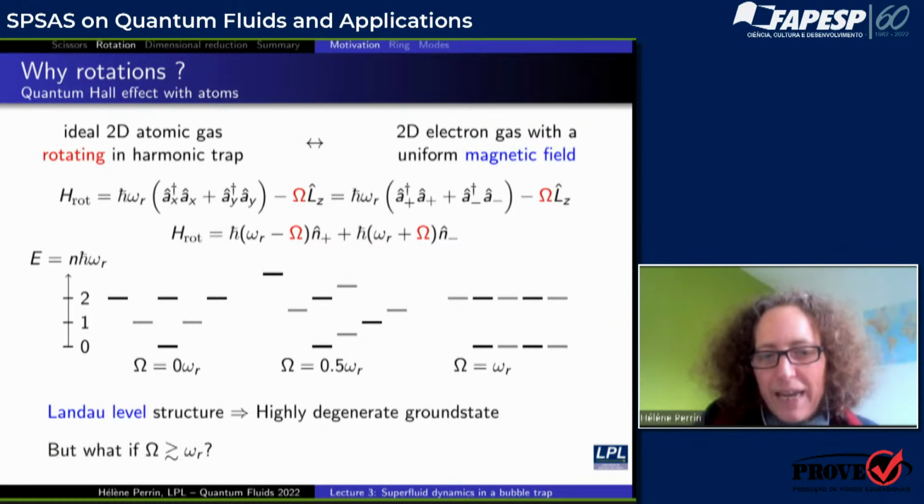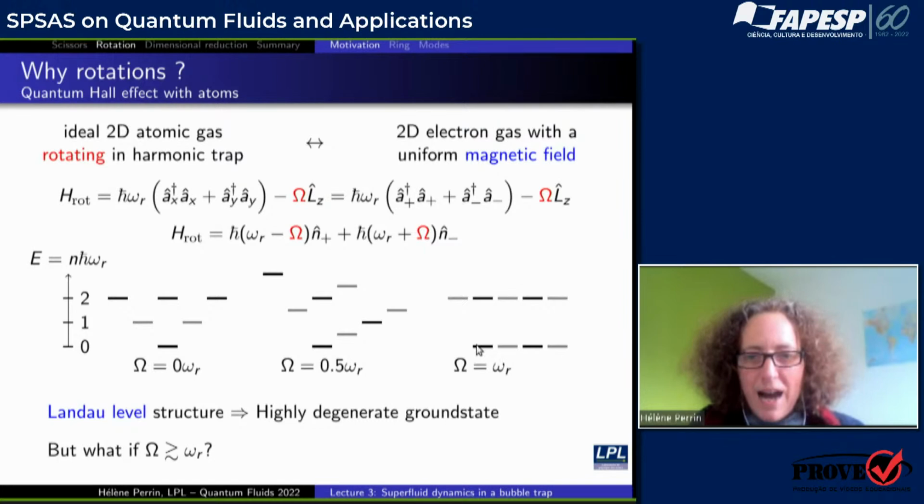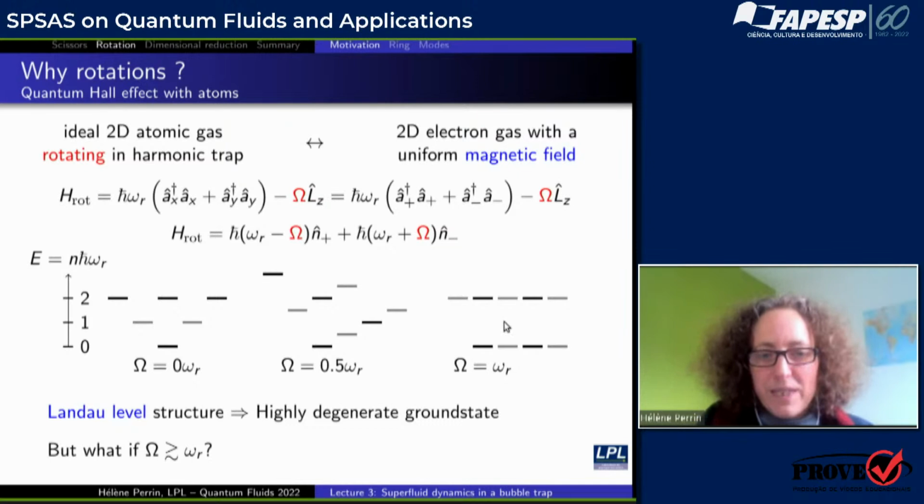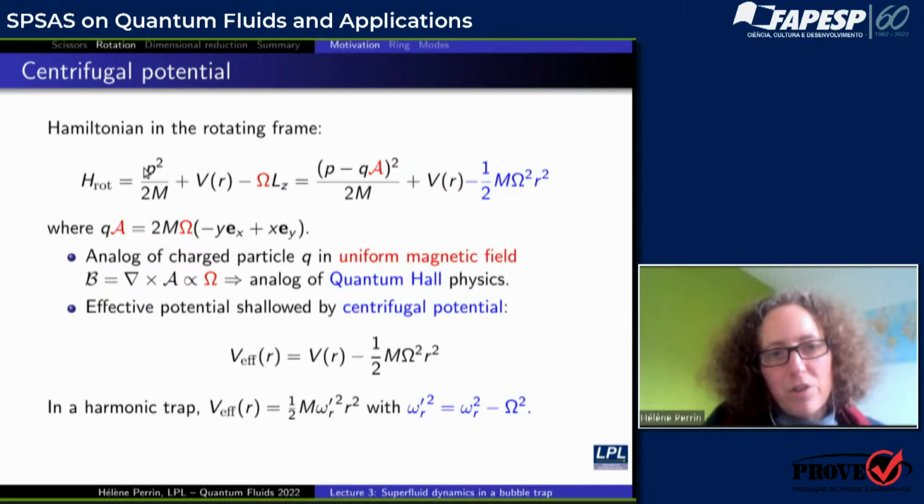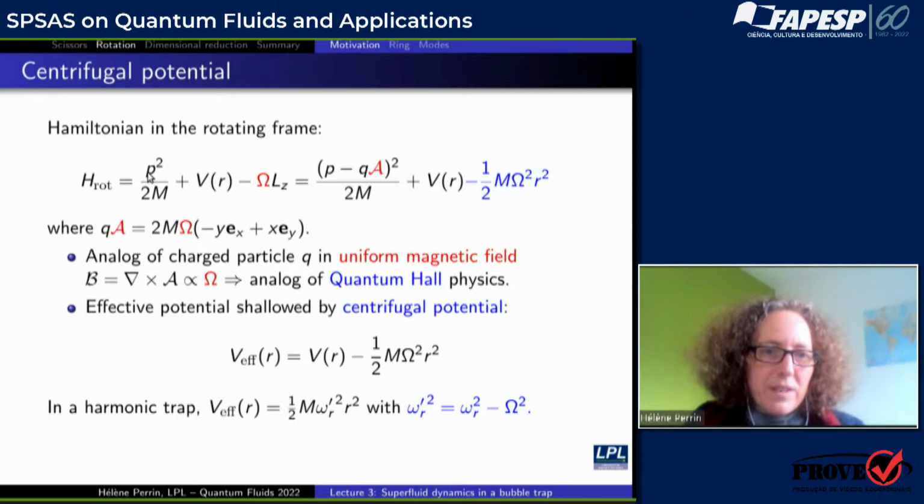So now if I rotate with omega on the order of or larger than omega r, you can see that the states here will be lower in energy. And so the system will tend to increase the rotation more and more and to be destabilized. This I can also see by writing the Hamiltonian in terms of x, y, and p. So this is the same Hamiltonian. This is for the single particle and this is rotation.